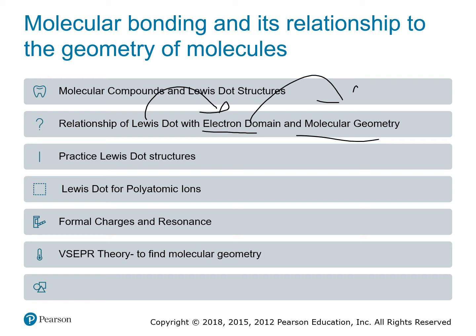We'll do a lot of practice today on Lewis dots, so you can pause the video and practice the structures or try on your own before you see me showing the answers. I'll also walk you through the Lewis dot structures for polyatomic ions. I'll introduce you to two important concepts: formal charges and resonance. And then finally, we'll spend some time together using VSEPR theory to find the geometry of the molecule.